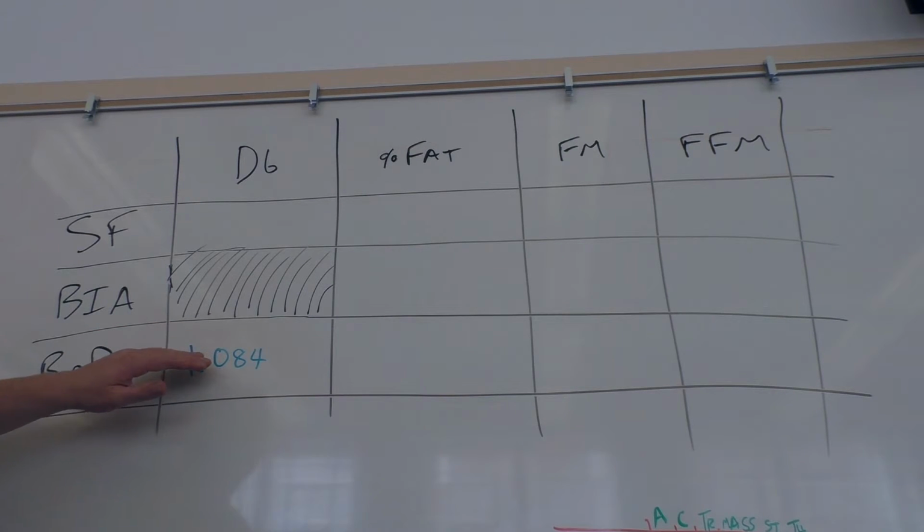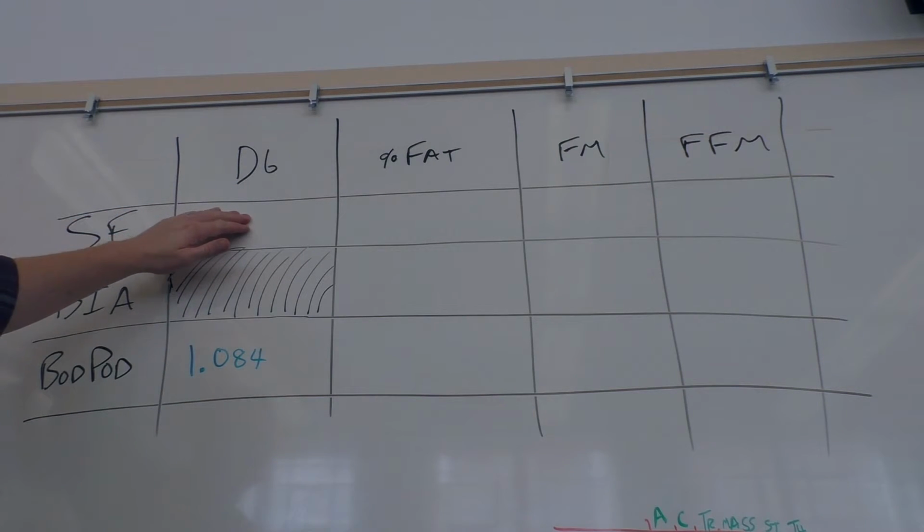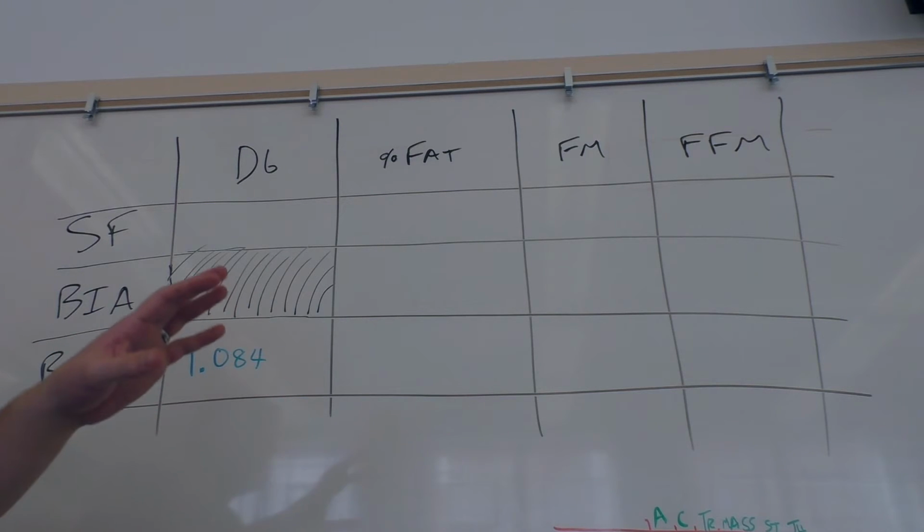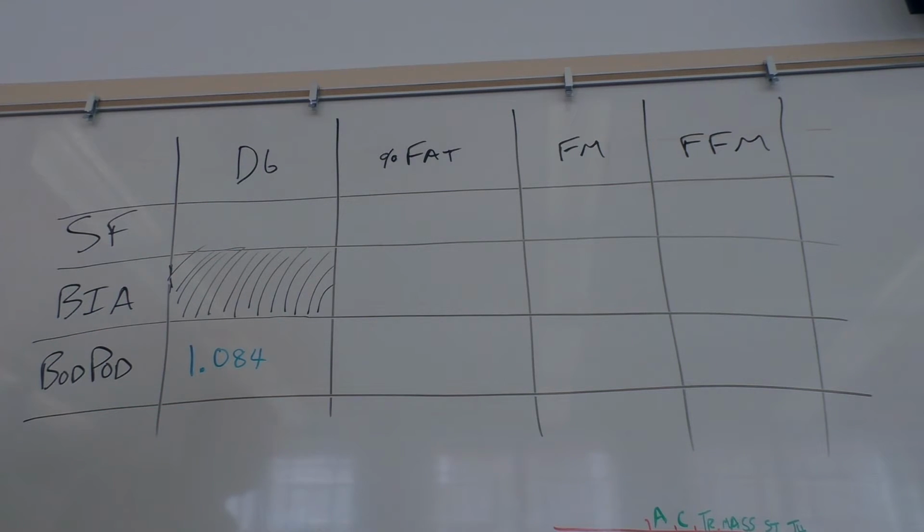So you have bod pod's density, you're going to get skin fold's density, and then you'll use the same population-specific percent fat equations to get percent fat and then go from there.